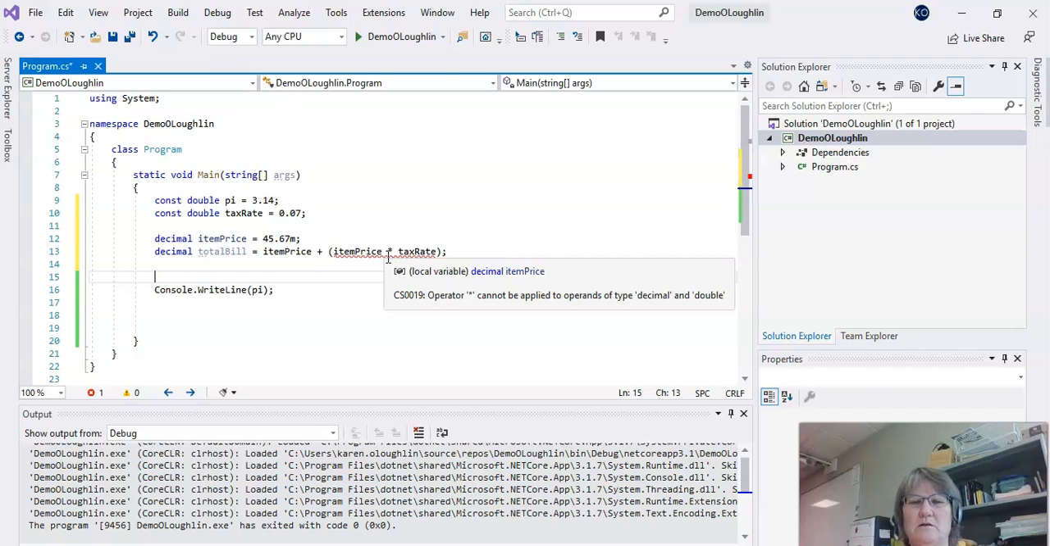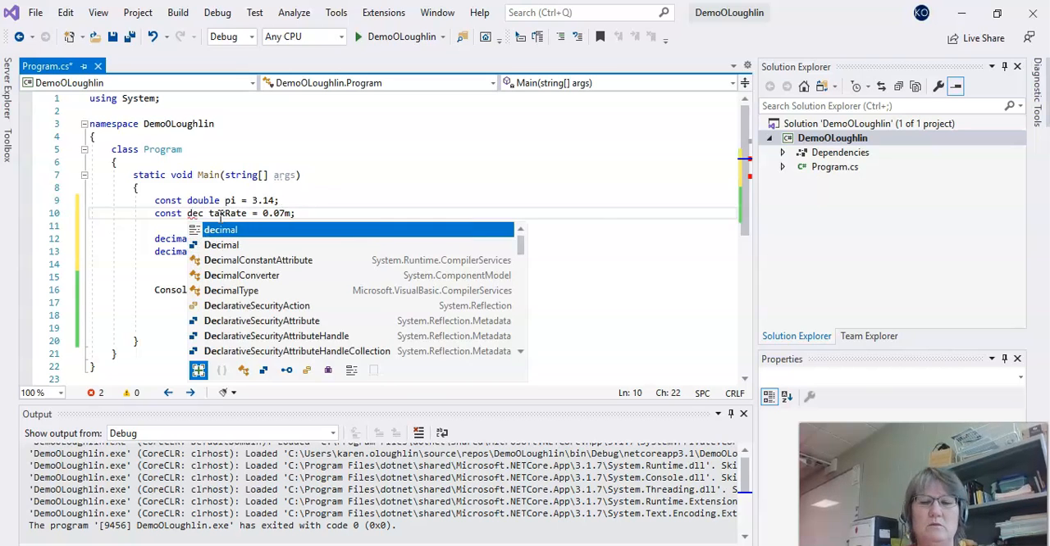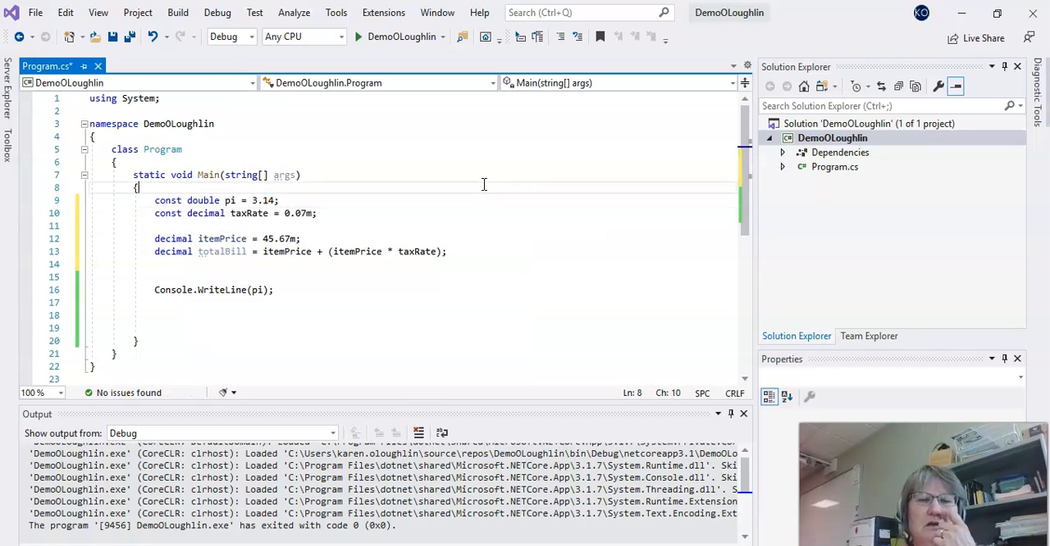Operator multiplication cannot be applied to operands of type decimal and double. What that's telling us is that it wants both of those to be decimal. So I'm going to go back up and make the tax rate a decimal data type. That's one way to get around that. Another one would have been to cast tax rate as a decimal.